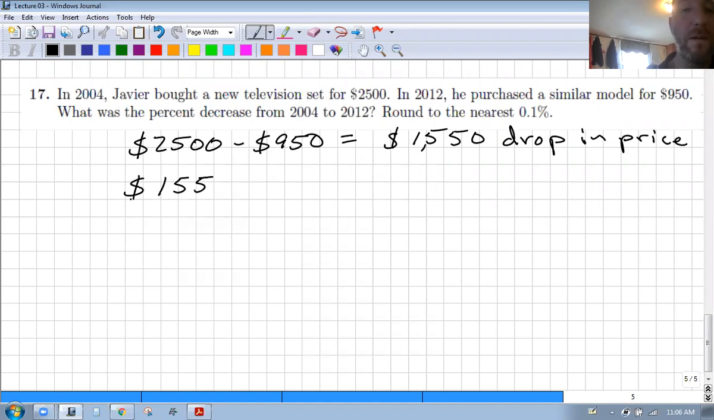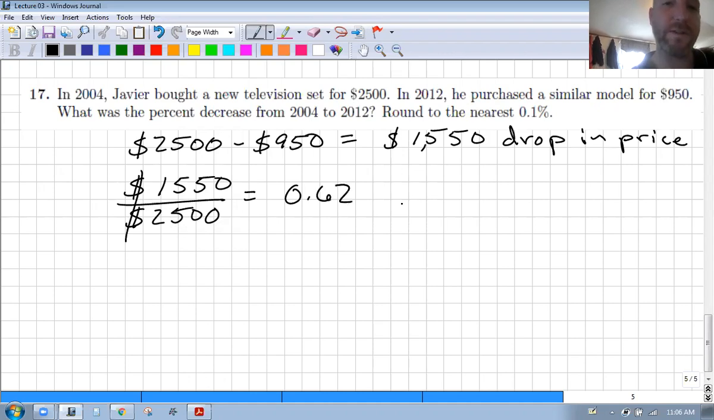So if we put that in a ratio here, remember this is the part, this is the whole. All right, dollar signs go away. We have 1,550 divided by 2,500 is 0.62, which is 62%.